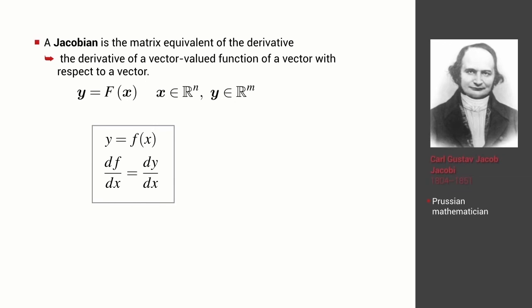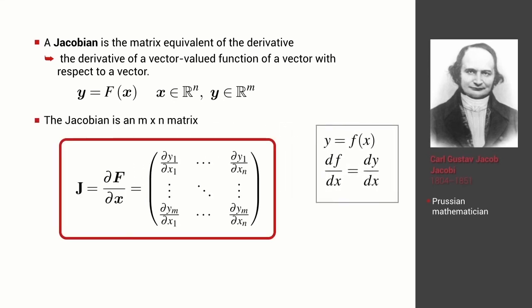The Jacobian is simply the matrix equivalent of the derivative. It's the derivative of a function whose argument is a vector and whose result is a vector. Now those vectors don't have to be the same length. In this example, x is a vector of n dimensions and y is a vector of m dimensions. So the Jacobian, as I said, is a matrix, and it will be in this case an m by n matrix. The elements of the matrix are the partial derivatives of each of the outputs of the function with respect to each of the inputs to the function. So in a nutshell, that's what a Jacobian is.